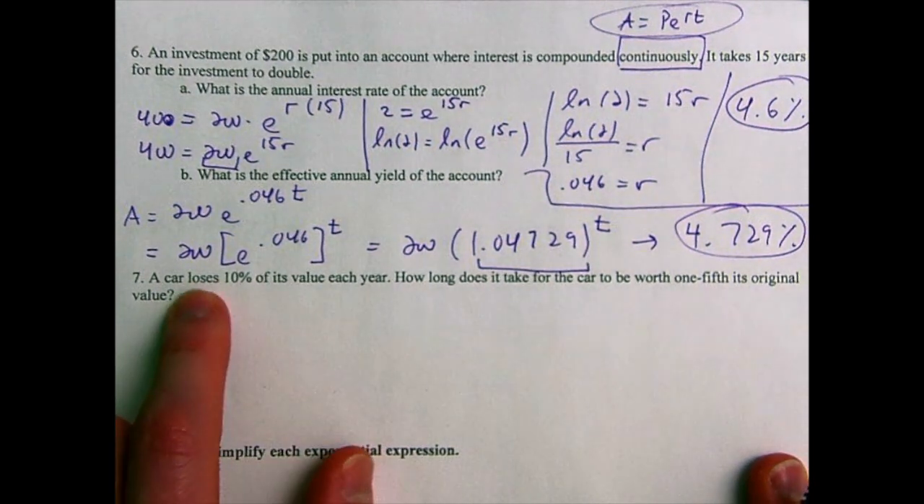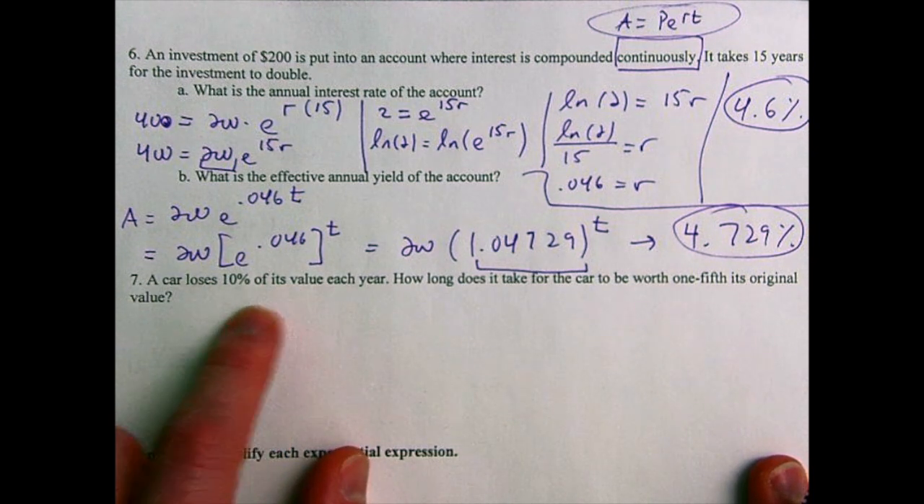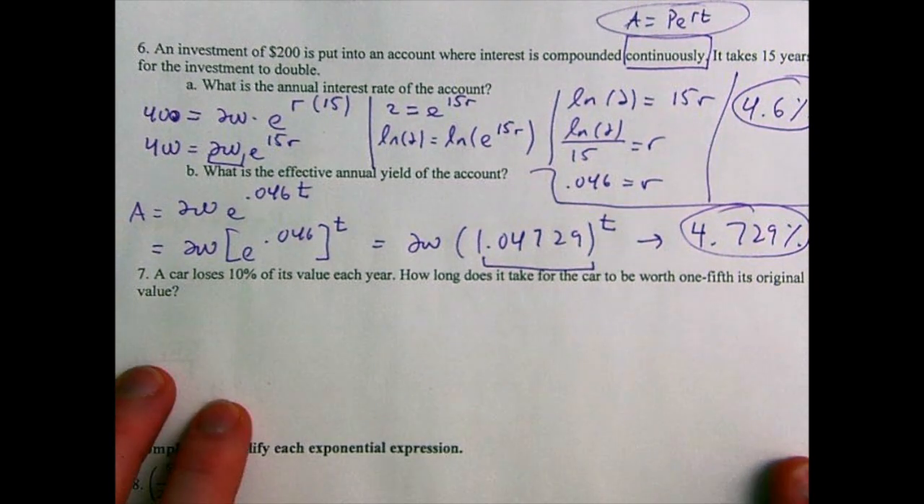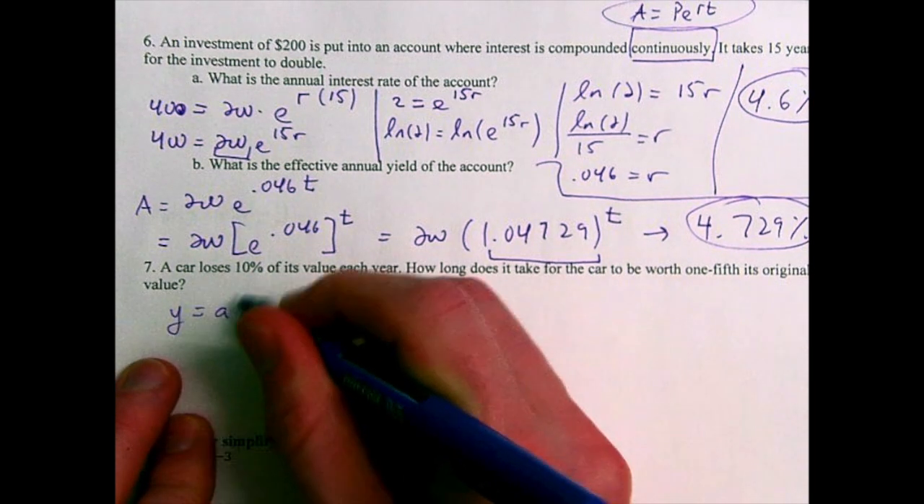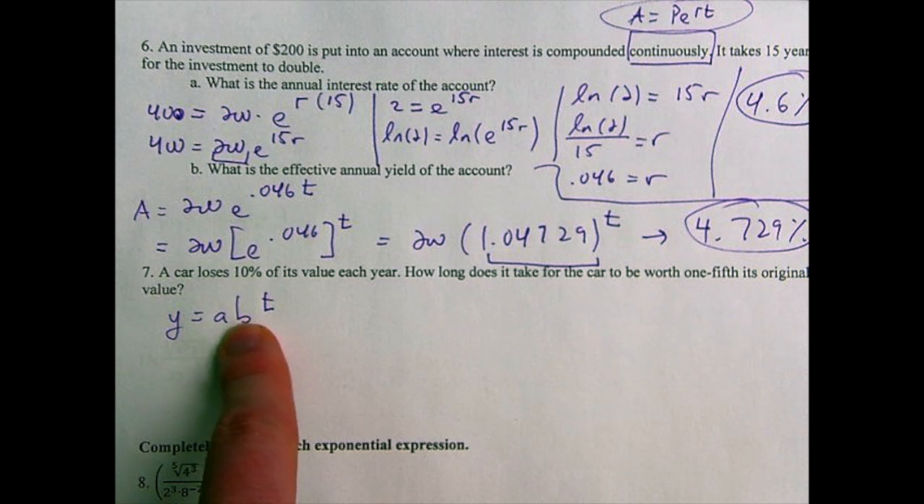God, there's a lot of these. A car loses 10% of its value each year. How long does it take for the car to be worth 1/5 of its original value? All right, let's use an exponential model. Y is equal to a, b to the t. Do I know the original amount a? No. Do I know b?